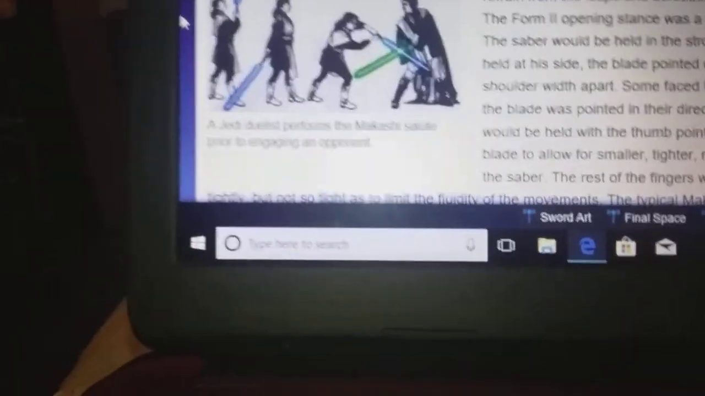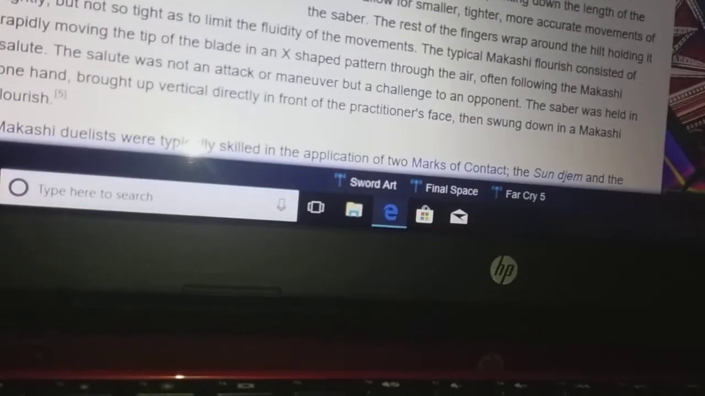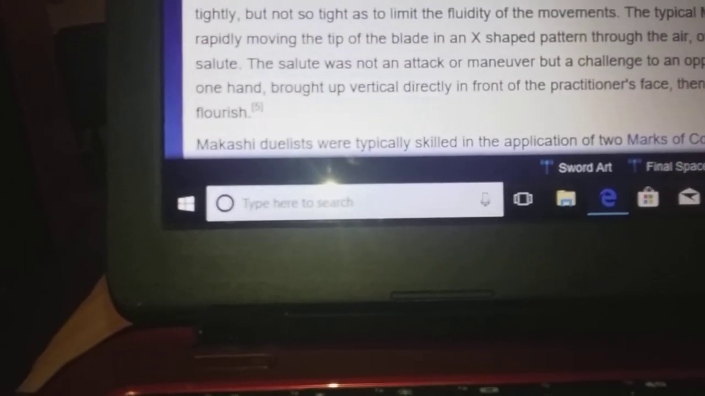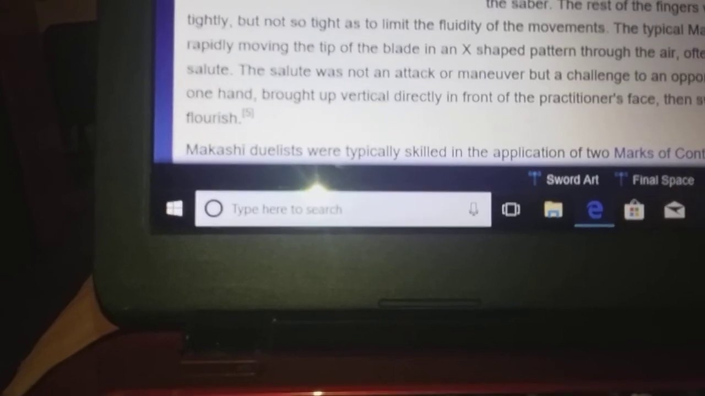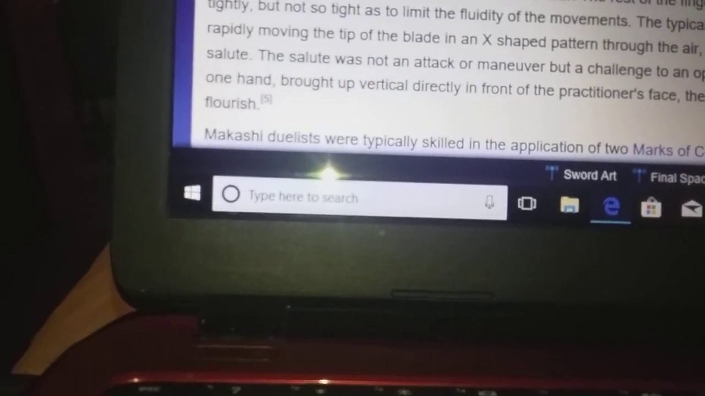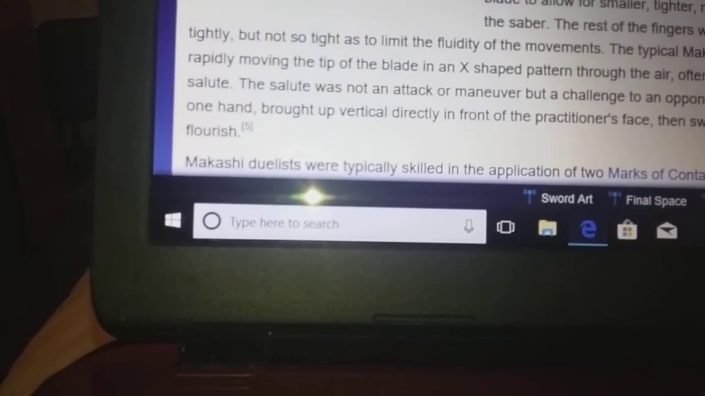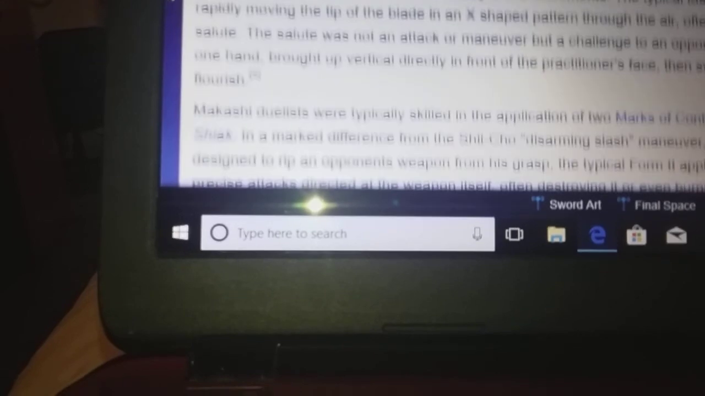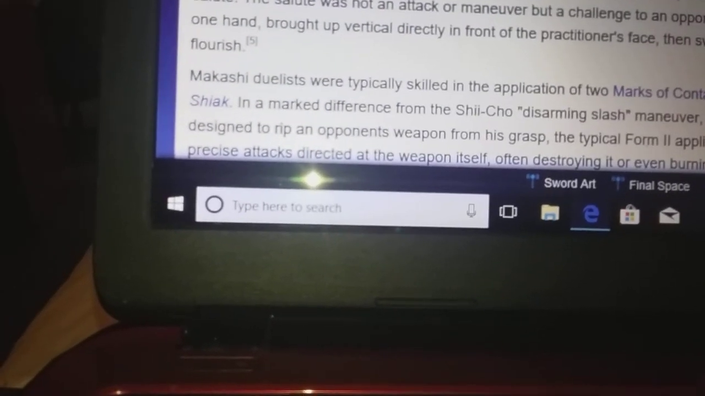Now, here, this is where things get interesting. The pictures. You see, Makashi, this is actually one of, or so I've read, Count Dooku actually still did the traditional Jedi salute, the Makashi salute, even though he turned his back on most Jedi traditions. Now, the salute was not an attack or maneuver.